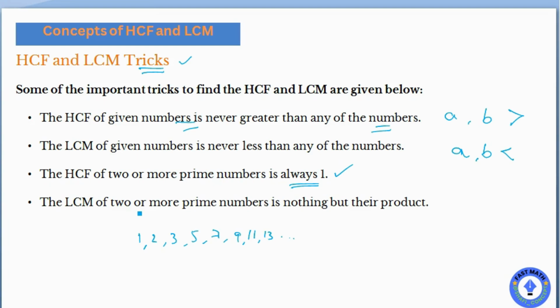Second thing, the LCM of any two or more prime numbers is nothing but their product. If you take any two numbers, the LCM of these numbers will be nothing but the product of these numbers. That means 7 into 9 is 63.